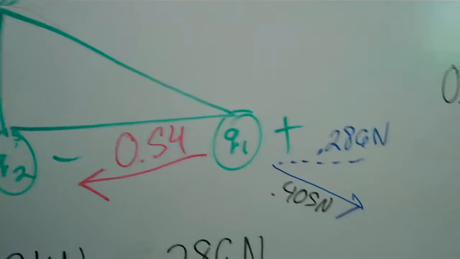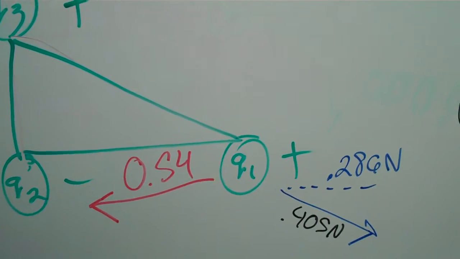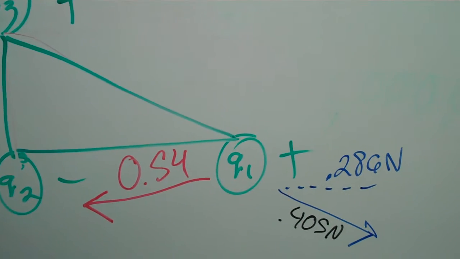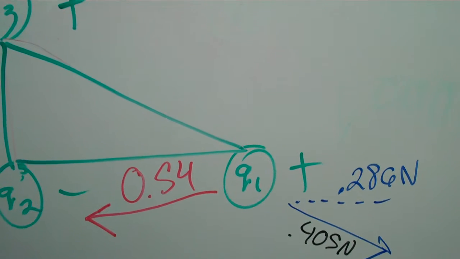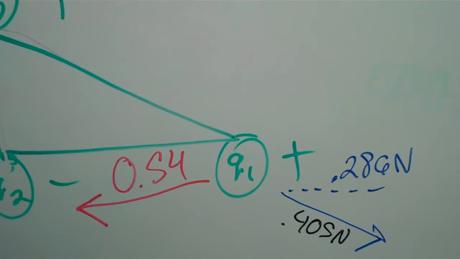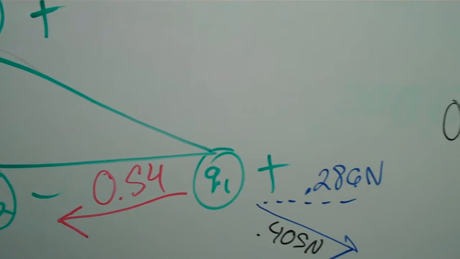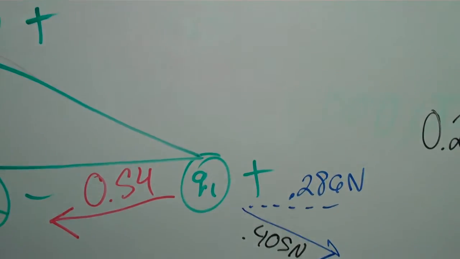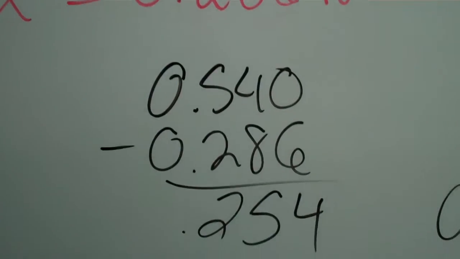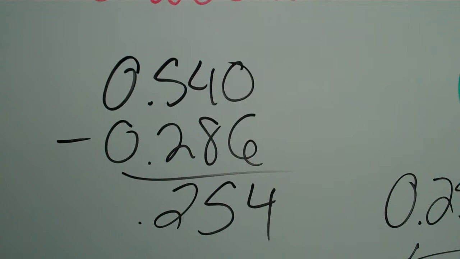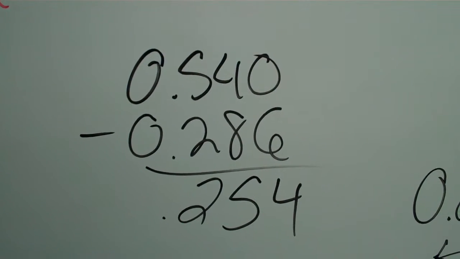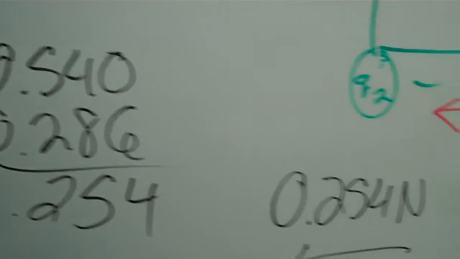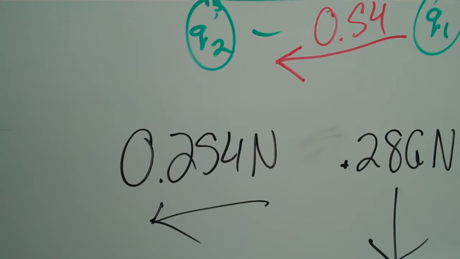Okay. So that means Q1 is being pulled to the left 0.54 newtons and to the right 0.286 newtons. So that means Q2 is going to win the battle of left and right. It's the stronger force. So we have to subtract 0.286 from 0.54. That's what's being done here. 0.54 minus 0.286 gives us 0.254. So Q2 is pulling Q1 0.254 newtons to the left.